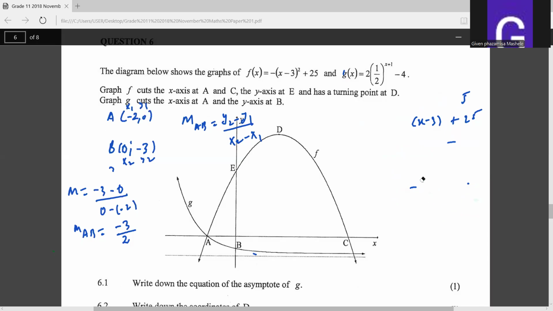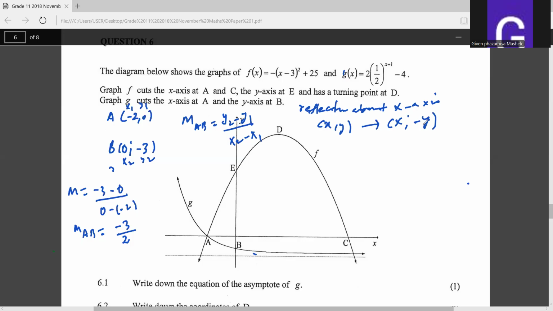We know very well that when we are dealing with reflection about the x-axis, the x does not change. X remains fixed. Then what changes is the y. So what you can do is you can do this in 2 ways. What is the equation of the asymptote for g? That was y equals minus 4.